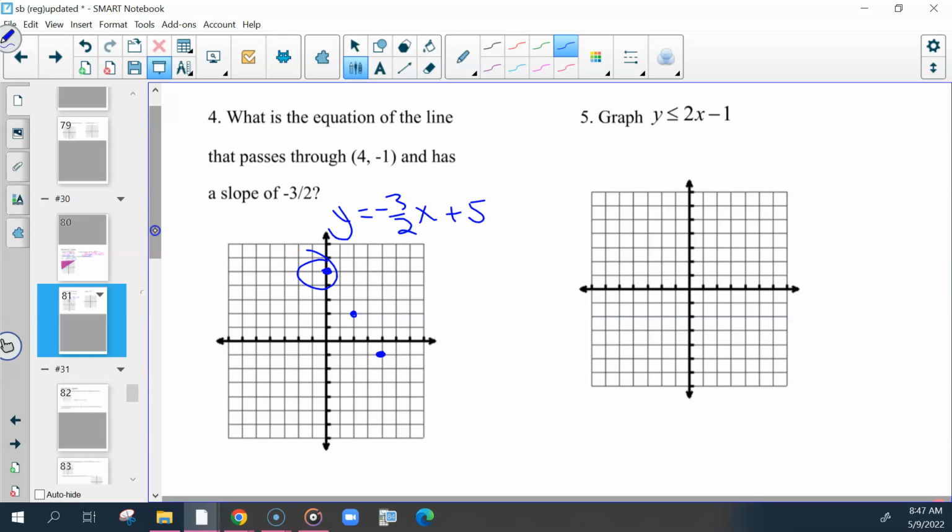For number 5, we needed to graph this. So start at negative 1 and go up 2 to the right 1 as many times as possible, and down 2 to the left 1 as many times as possible. This would be a dashed or a solid line. Solid, because it is equal to. And this would be shaded above or below? Below, because it's less than. So below would be anything below the y-intercept, so all of this. Questions on that?